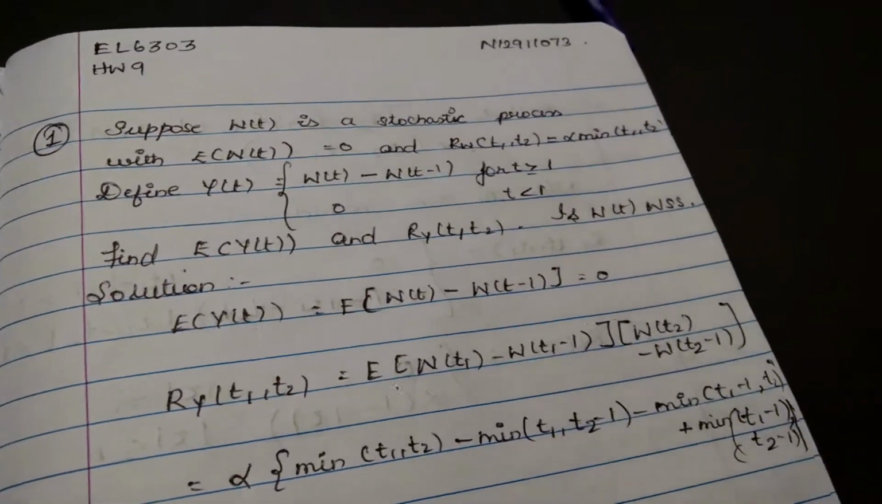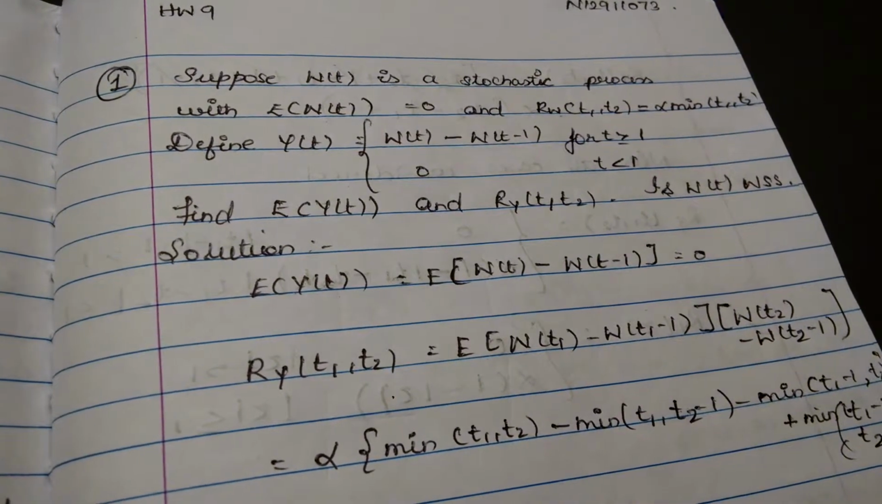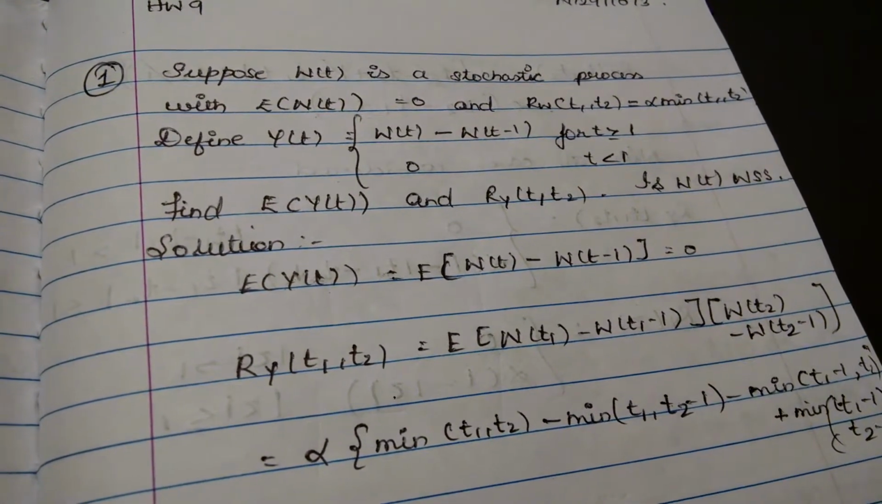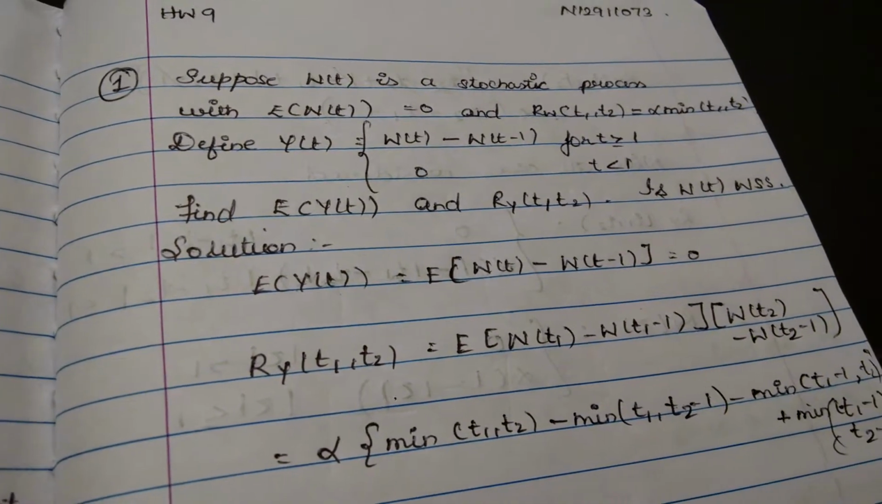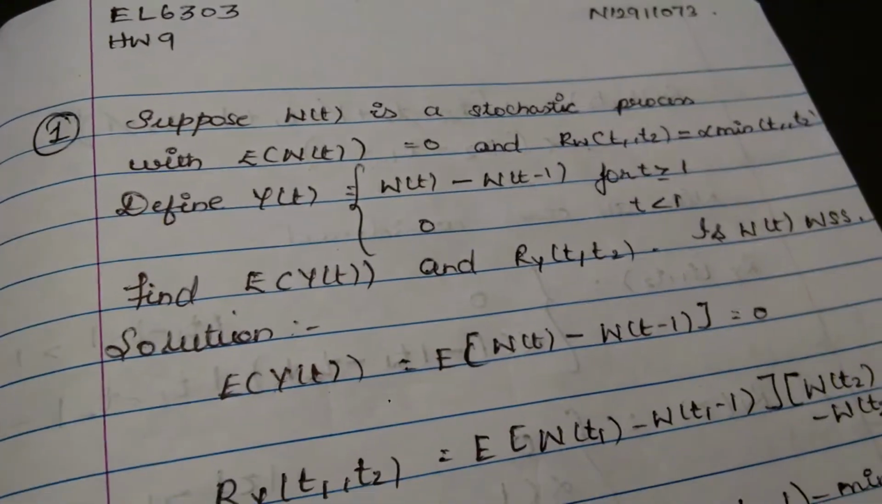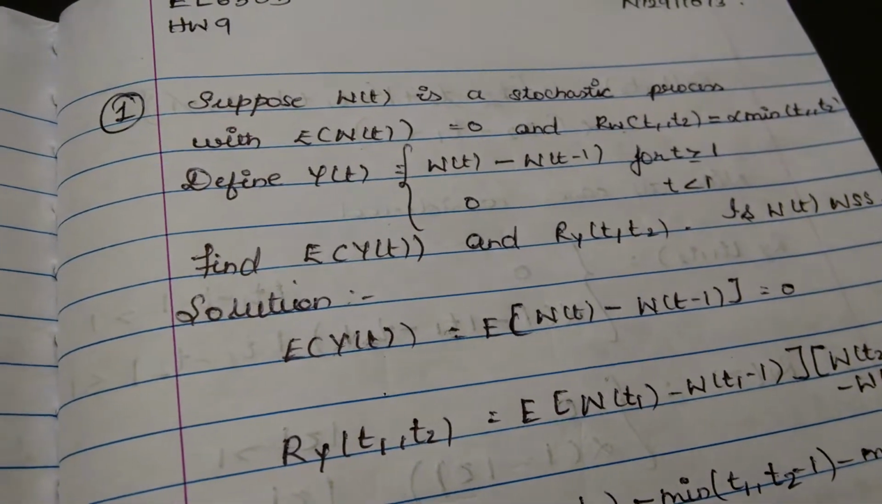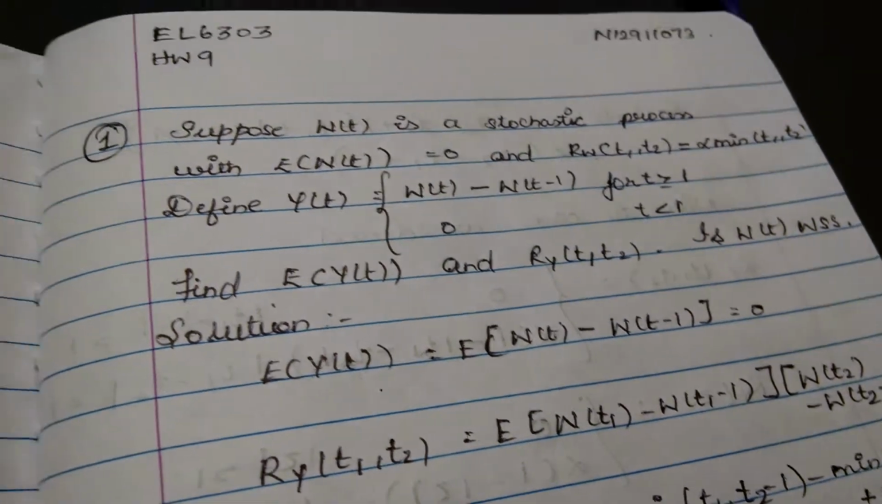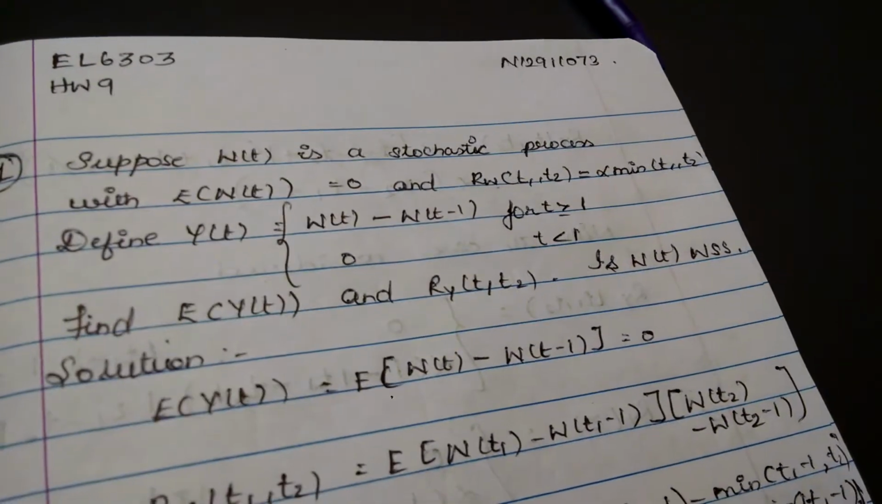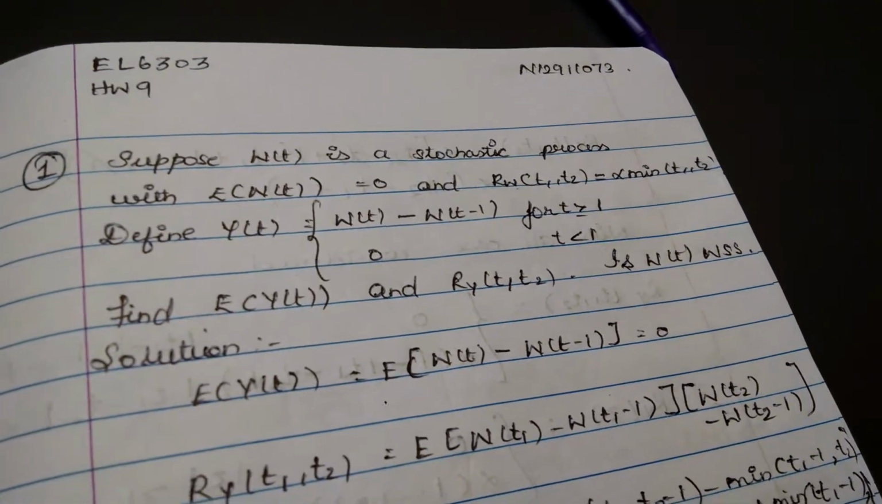We know Y(t) is W(t) minus W(t minus 1) for all t greater than or equal to 1, and 0 for t less than 1. In the question, we need to find the mean and autocorrelation of Y(t), and also to find out whether Y(t) is WSS or stationary.